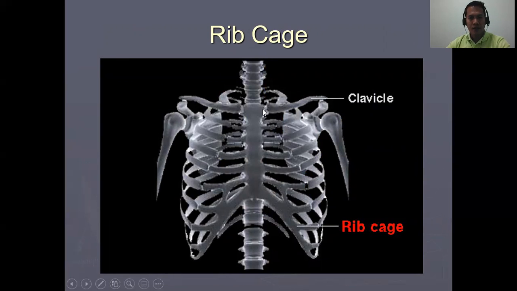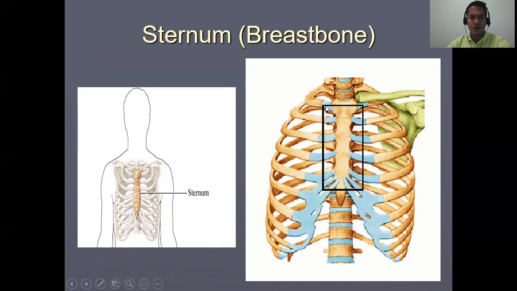As I was saying, the rib cage protects the soft tissues of the heart and the lungs. And as you can see here, we have different types of ribs. So we have the true ribs, which are connected to the sternum, and we also have false ribs, and there are floating ribs as well. Let's talk about the sternum or the breastbone. So the breastbone actually is this bone, and the ribs are connected to the sternum.